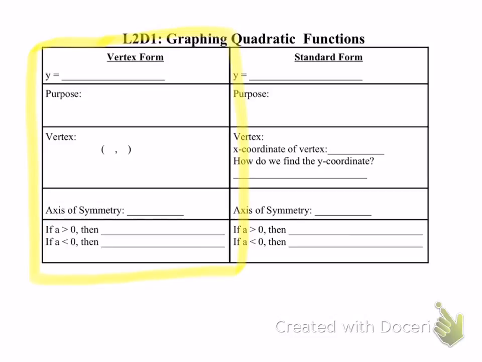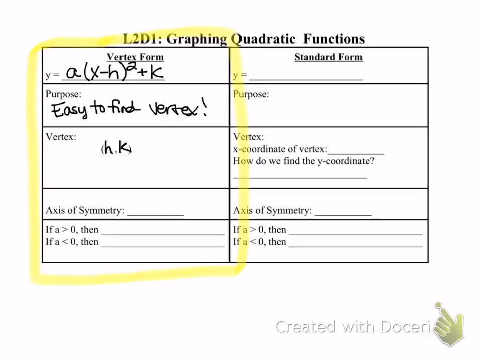Our formula for vertex form is a, and then in parentheses, x minus h squared plus k. So there's our formula. And the purpose of this formula is that it's just easy to find the vertex. So what that vertex is, is h and then k.